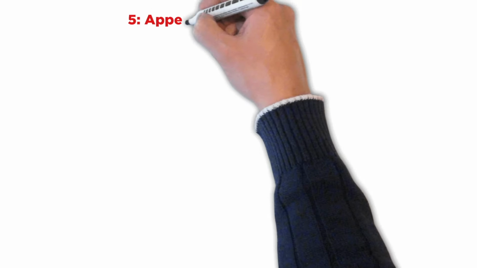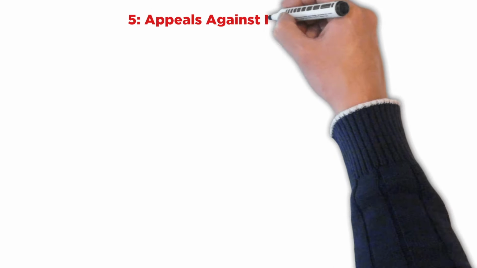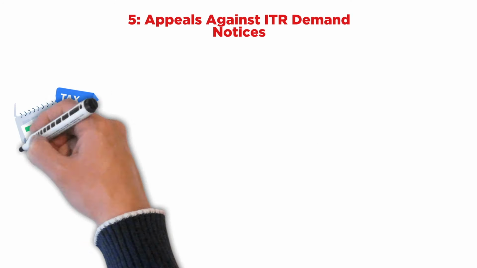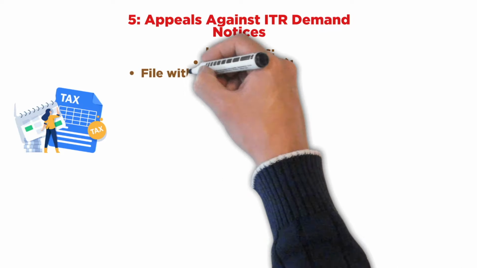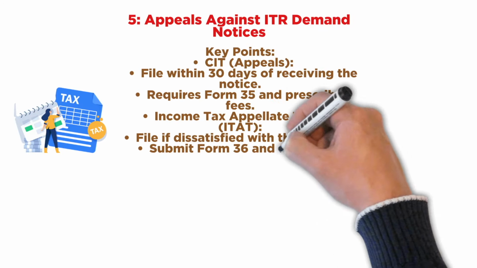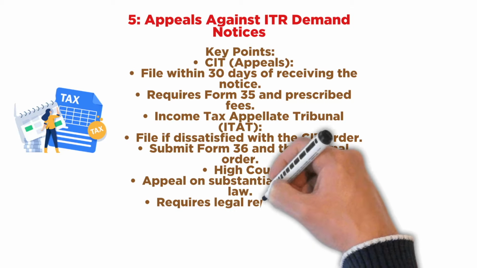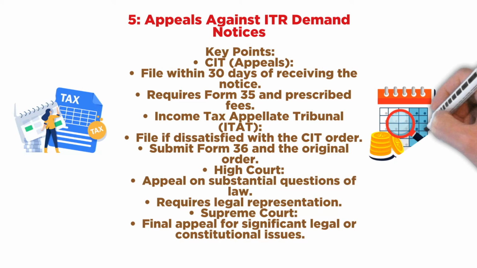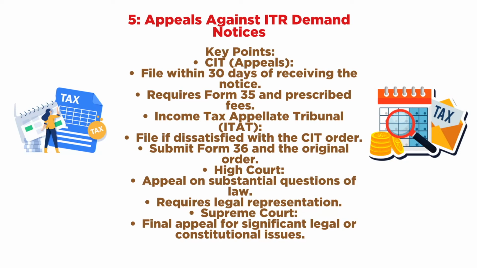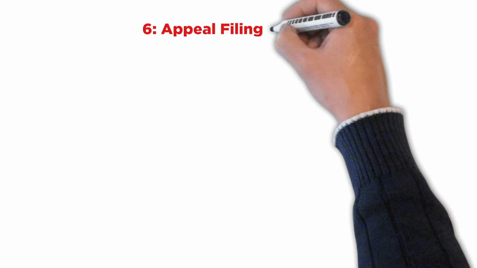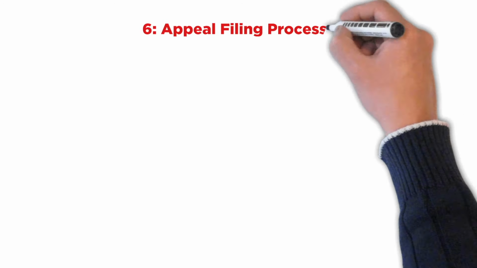If you believe the demand is unjust, you can file an appeal. Start with the Commissioner of Income Tax Appeals within 30 days of receiving the notice. Further appeals can be made to ITR, the High Court for substantial legal matters, and eventually to the Supreme Court for significant constitutional issues. The process for appeals begins with filing Form 35 for CIT appeals.